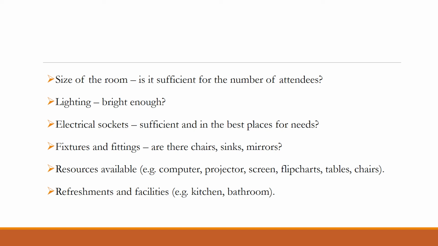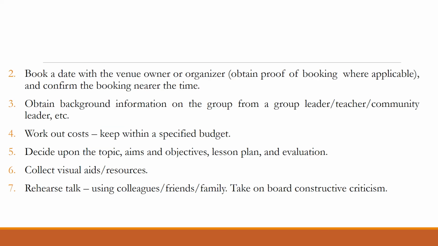Electrical sockets, sufficient and in the best place for the needs. Then fixtures and fittings: chairs, sinks, mirrors. Then resources available, like computer, projector, screen, flip chart, table, pointer. So you have to check all these things. Then refreshments and facilities like kitchen or bathroom, a dustbin. You have to check everything before you start a program or educate the people.